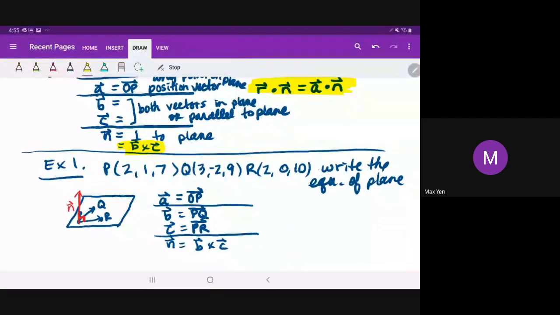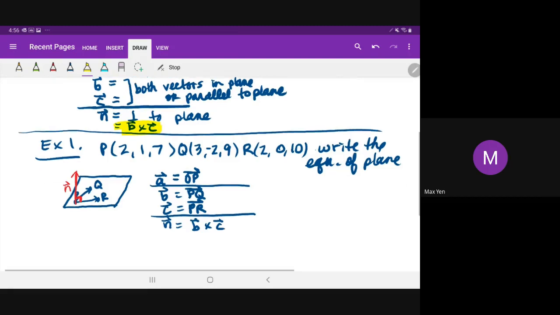Now, sometimes they'll give you n directly. They're like, here is the vector perpendicular to the plane. And you're like, look, you gave me this beautiful gift, and I'll just use it. And I don't need B and C to find it. But often B and C find you n. But if they gave you A and they gave you n, then there's no need for B and C. Okay, so then you write the formula.